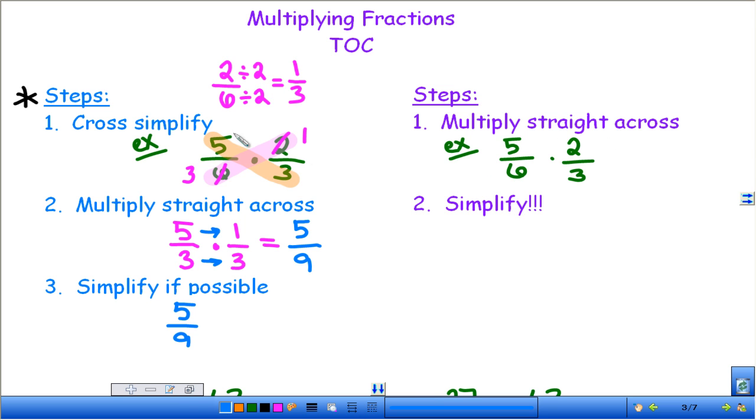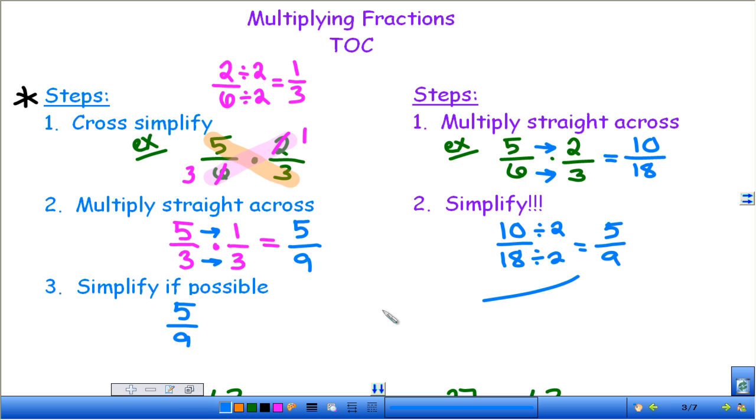So I took the same problem here, and instead of doing the cross simplifying, you can just multiply straight across right away, and you get 10/18, and then you have to simplify at the end. Okay, so we can divide both of these by 2. And notice we still end up with our answer that we got down here, which is 5/9. Okay, I know this looks easier, but let me show you why it's not.